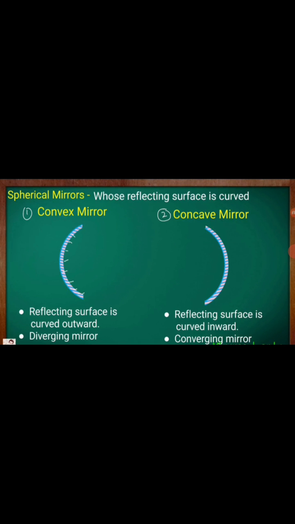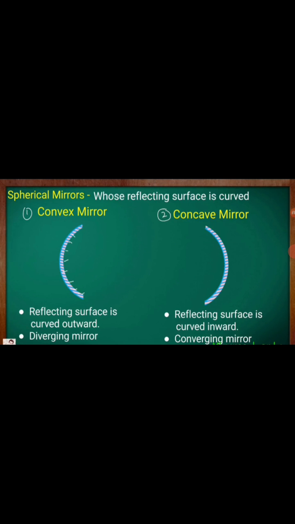Now we are going to learn about the spherical mirror whose reflecting surface is a curved one. And remember, only one surface is reflecting and the other surface is polished. Here we have two types. One is the convex mirror, the other is the concave mirror. A convex mirror is a mirror in which the reflecting surface is curved outward, whereas in a concave mirror, the reflecting surface is curved inward. And the second point says convex mirrors are diverging mirrors, whereas concave mirrors are converging mirrors.